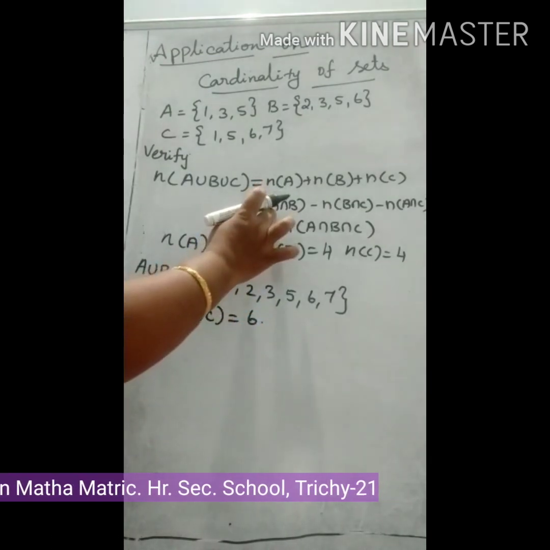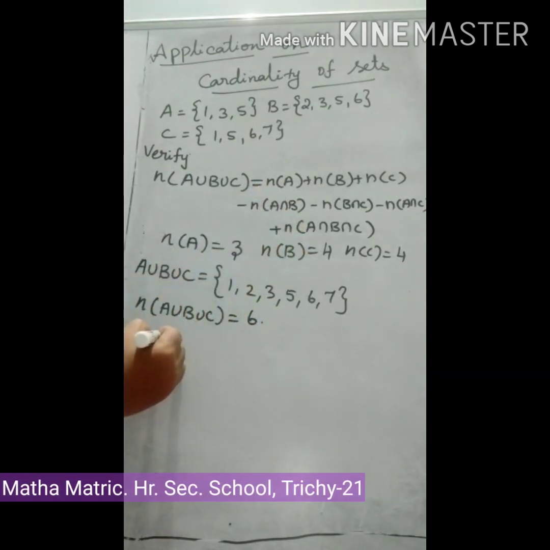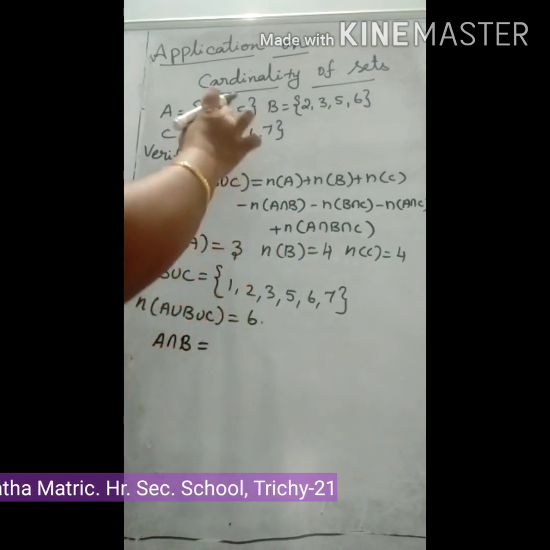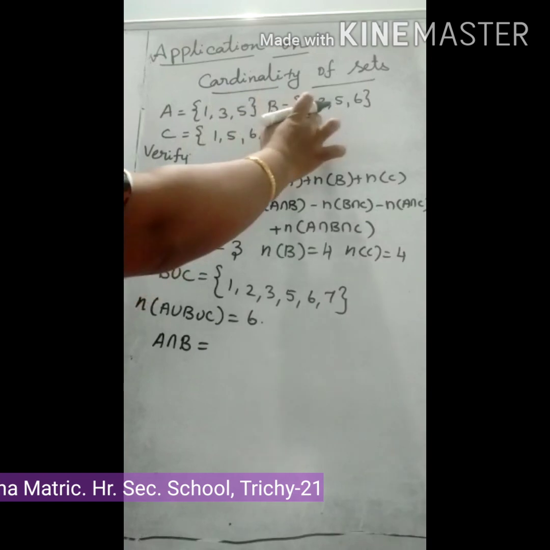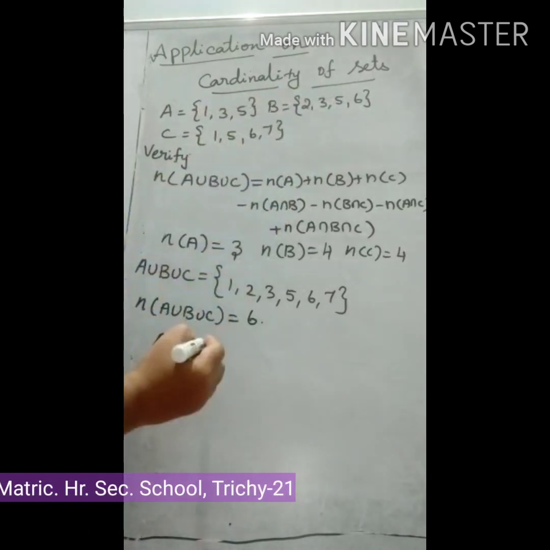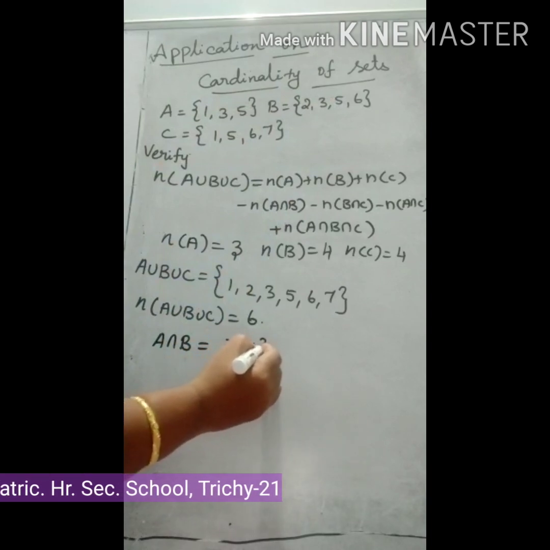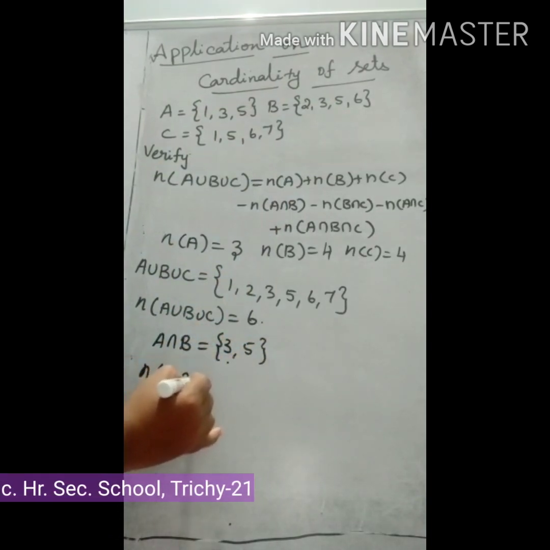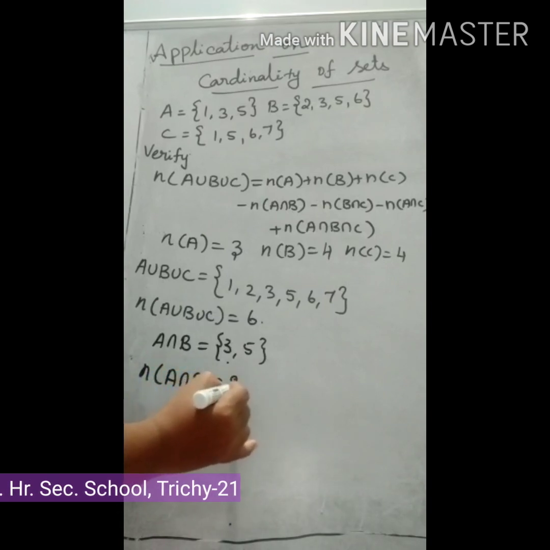And now find n(A ∩ B). What is A ∩ B? A ∩ B means the common elements of these two, A and B: 3 and 5. So n(A ∩ B) = 2.